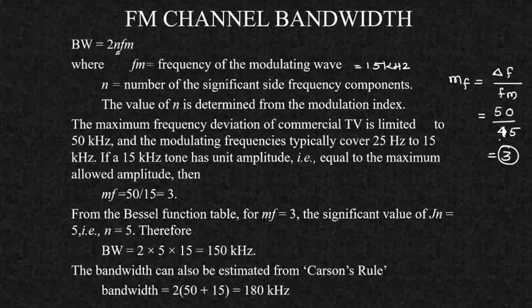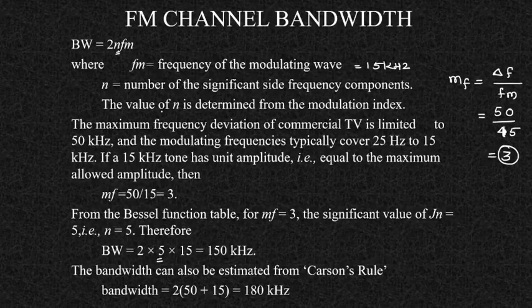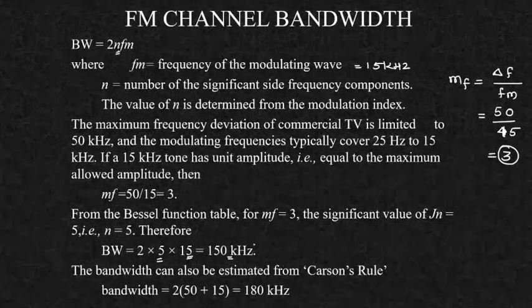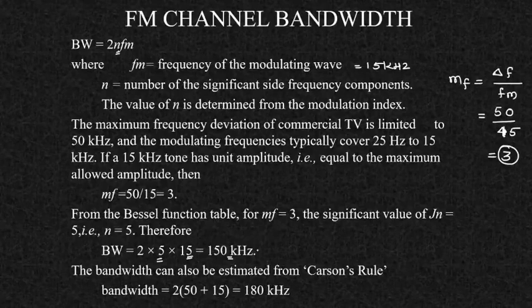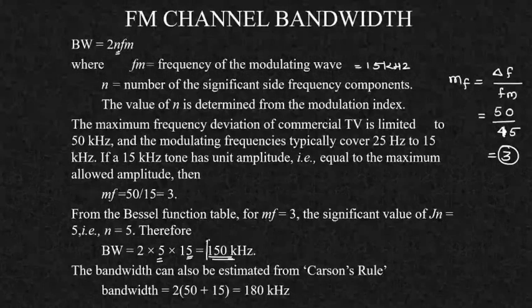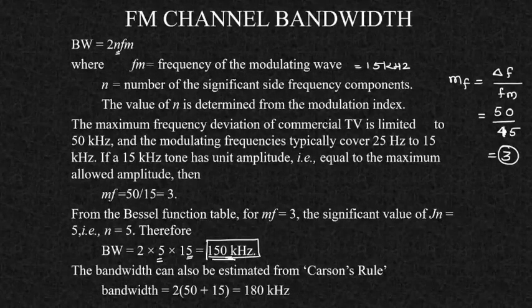observe that for modulation index 3, the significant side bands are 5. So you put that value, 2 into 5 into fm, that is 15. So what will be the bandwidth? 150 kilohertz. Otherwise, if you are having a modulation index more than 6, you can use the Carlson rule also, that is 2 into (delta f plus fm), okay. So we are just sticking to this because we don't have a modulation index more than 5 or more than 6, so our bandwidth is 150 kilohertz, okay.